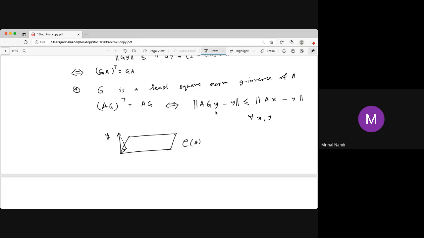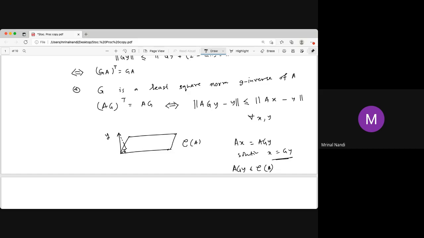Remember AGy is in the column space of A because Ax equal to AGy has a solution. The solution is x equal to Gy. So Ax equal to AGy has a solution. That means AGy is in the column space of A, and obviously AGy is in the column space of A because it is just A into something. A into some vector is in the column space of A. Now this is the column space of A.